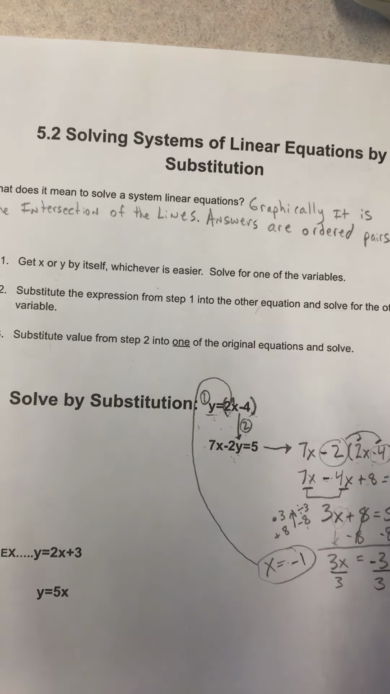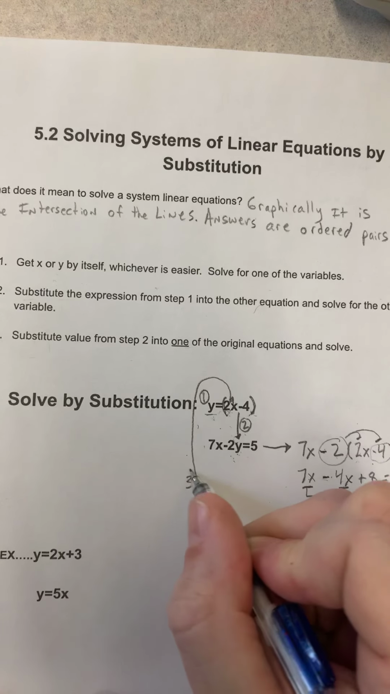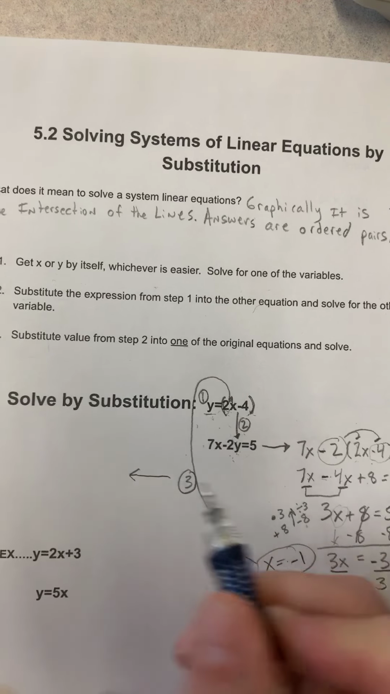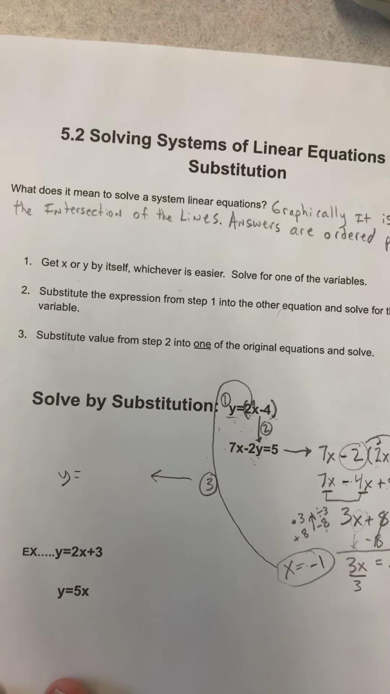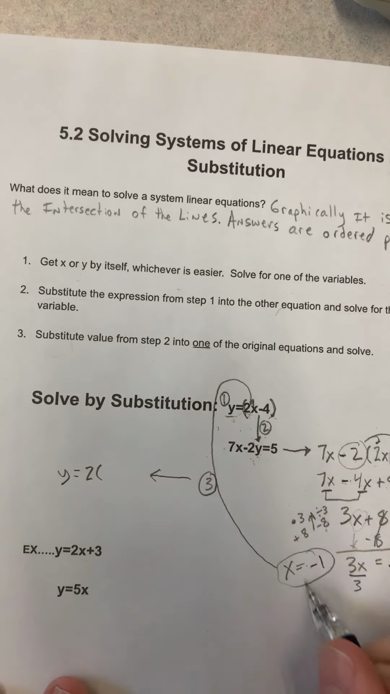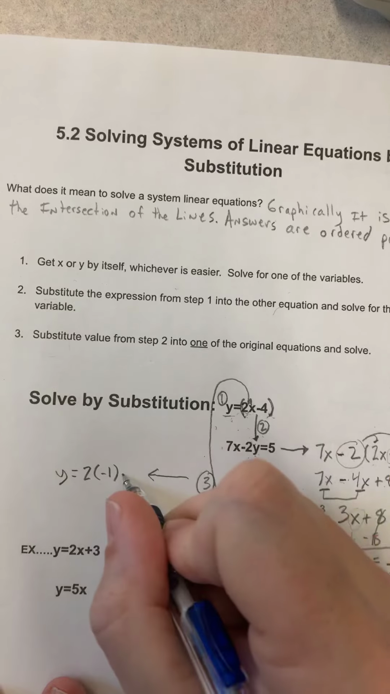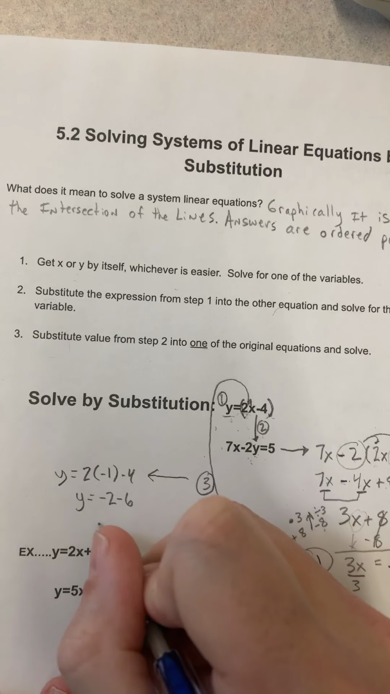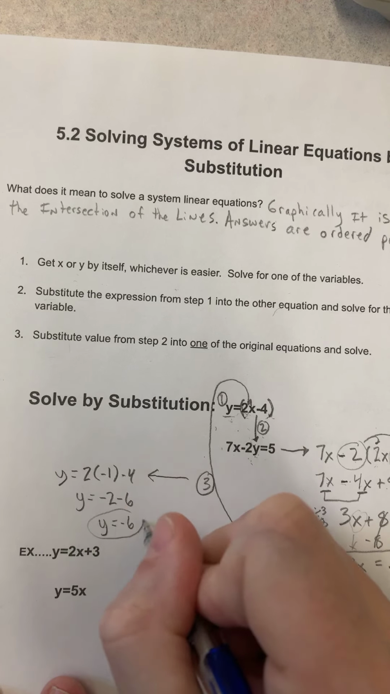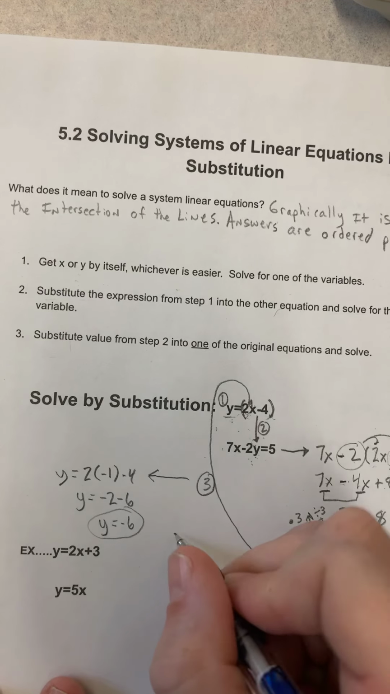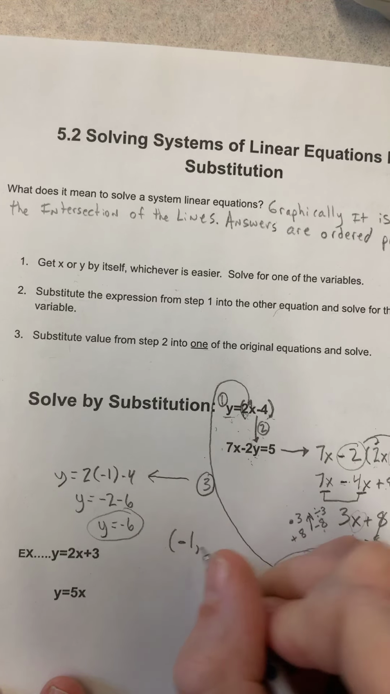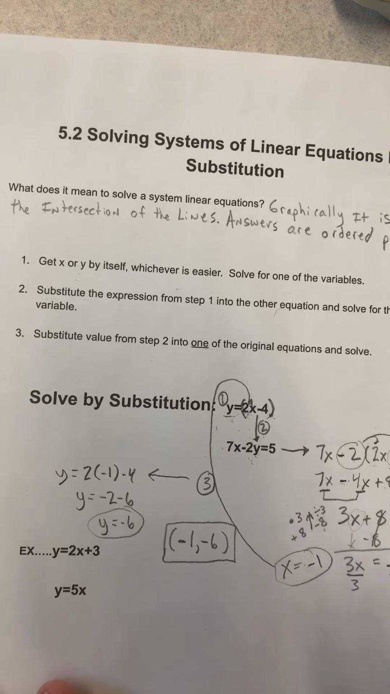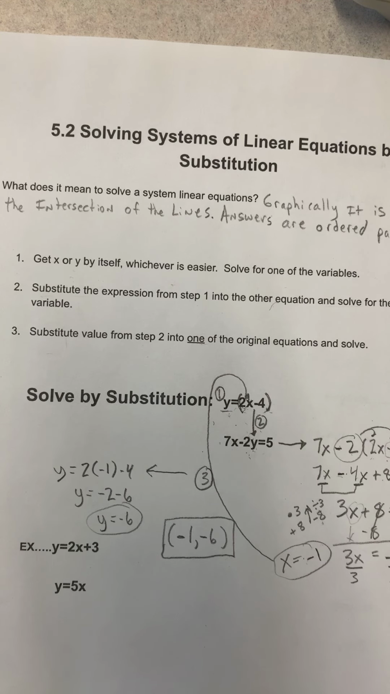right where that x is. So this equation, and that's your step 3 when you substitute it back in. So this equation over here becomes y is equal to 2 times my x, which is -1, subtract 4. Y then would equal -2 minus 4. Y is equal to -6. You have an x, you have a y. I write these as an ordered pair because a solution to a system of linear equations is an ordered pair. And I get -1, -6.